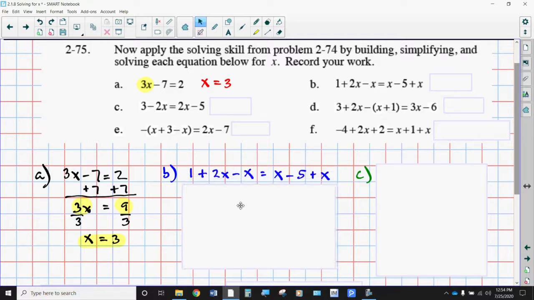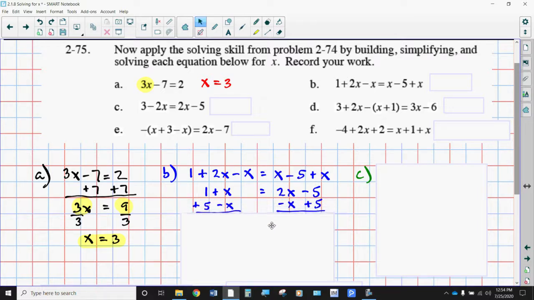All right, so we start off by copying down the problem. Then we combine like terms. 2x minus x is 1x. x and x makes 2x's. That minus sign is only attached to the 5, not to anything else. So that's why that's a positive x, and a positive x makes 2x's.